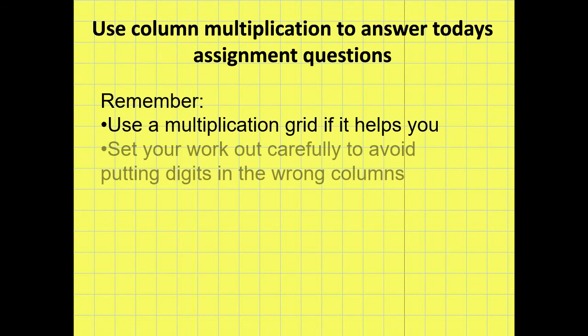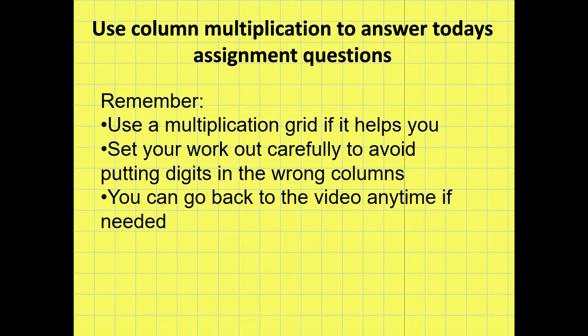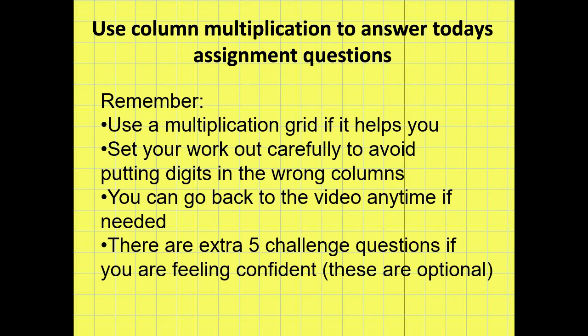Set your work out carefully, okay, to avoid putting the digits into the wrong column because this will give you the wrong answer. And go back to the video as much as you need, look at how to do this. There are 5 extra challenge questions if you're feeling confident at the end of the assignment. These are optional and it's going up to 3 digit times 1 digit. So it's using the same method, you've just got an extra column.